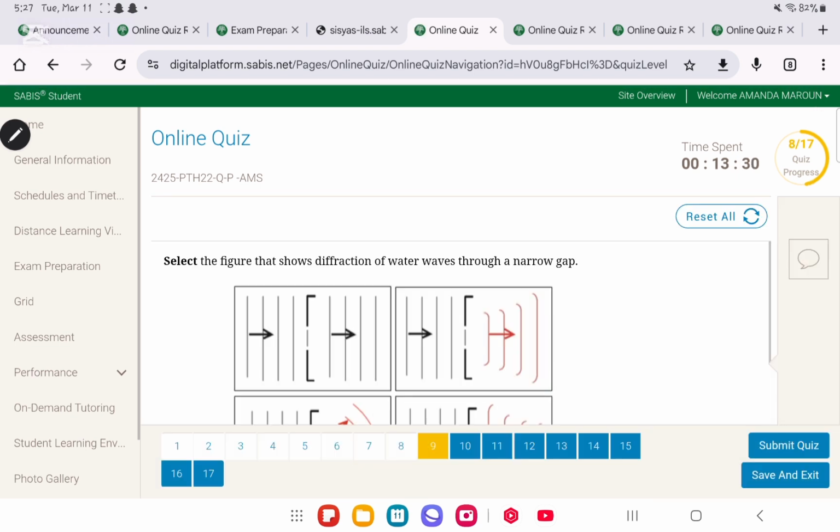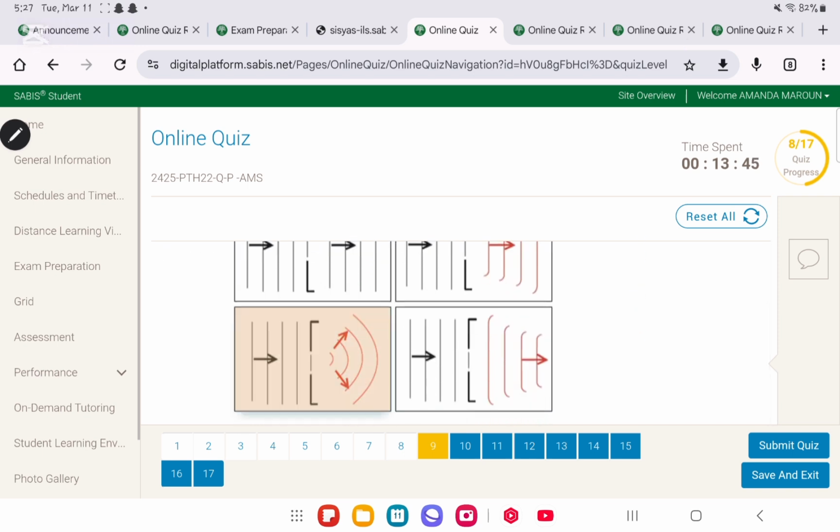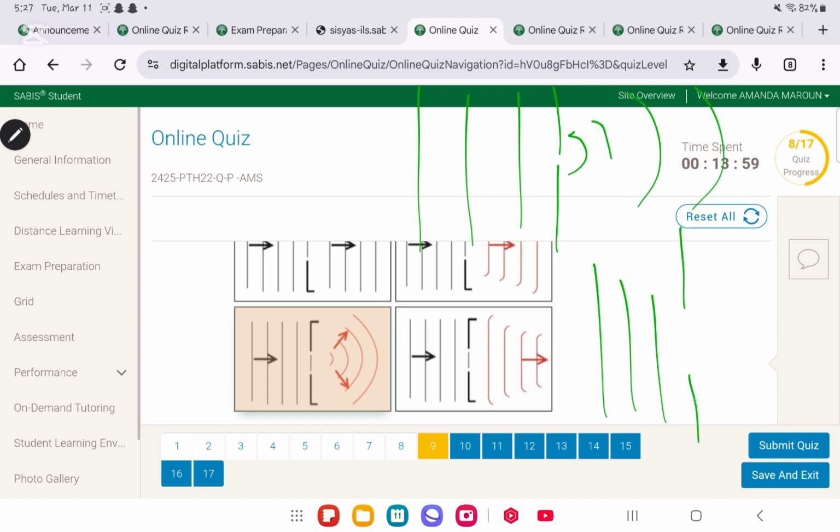Select the figure that shows diffraction of water through a narrow, keep in mind, a narrow gap. Whenever they say a narrow gap, this means that it's more likely to curve. So definitely, for sure, it's not gonna be a straight line. It's not gonna be like this. It's gonna be curved. It's gonna be way more curved, okay? Because from a narrow gap, it's gonna turn out more curved. However, if you have a wider gap, it's gonna turn out more like a bracket.